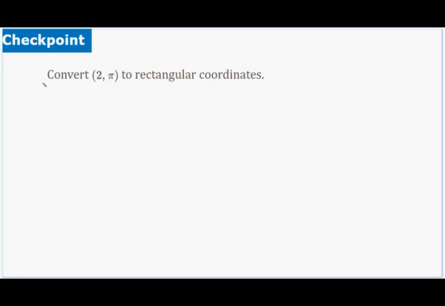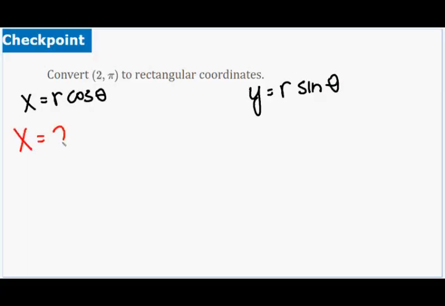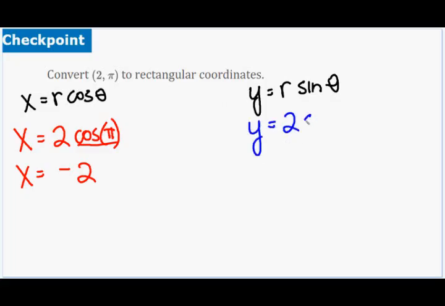All right, in the first one here, x is our r cos theta, y is our r sine theta. So x, our r value is 2, and then we're going to do the cos of pi radians. The cos of pi is negative 1. So that's going to be 2 times negative 1, which is negative 2. Now our y-coordinate is r, which is 2, times the sine of pi, and the sine of pi is 0. So this is 2 times 0, and that's equal to 0.